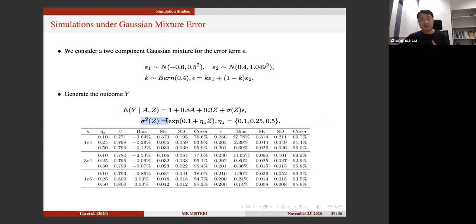This is the mean, this is the variance, and the finding is that our coverage is good. If your eta Z is very, very small, the coverage may not be good. But if you increase your IV strength eta Z here, the coverage is good. Standard error is okay. The coverage is not quite good if your eta Z is very small, so it gets better when your IV is stronger.